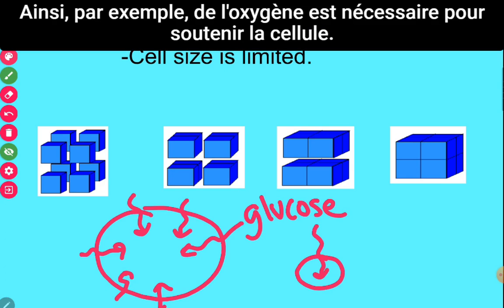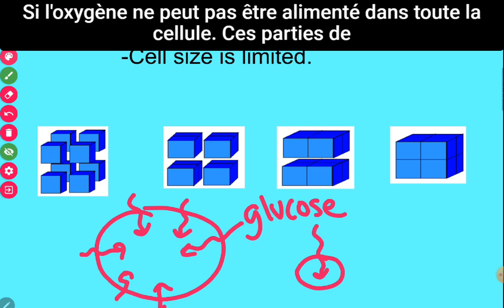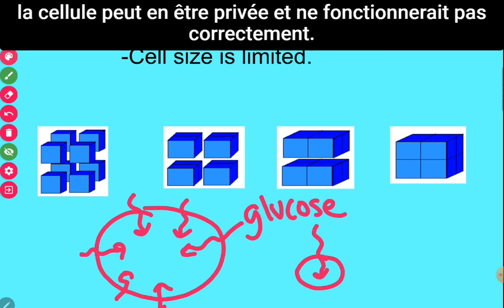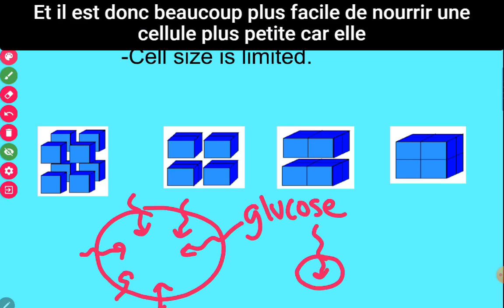So for example, oxygen is needed to support the cell. If oxygen cannot be fed throughout the cell, those parts of the cell may be starved of that and would not function appropriately. And so it is much easier to feed a smaller cell because it absorbs more.